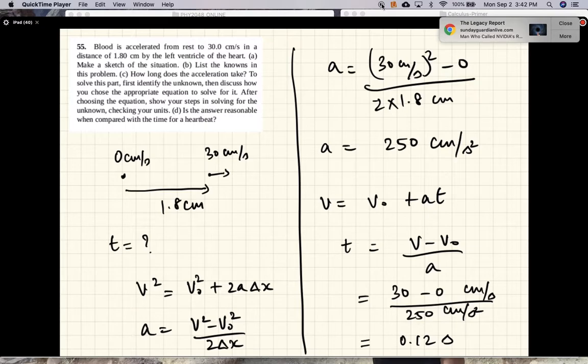Is this answer reasonable compared to? So now the question is, is this answer reasonable compared to the time to get the blood out of your left ventricle? Okay, so let's say the human heart beats about 70 times a minute, which is about once per second. So that's reasonable. So to get the blood out of one chamber, anyway, so reasonable.